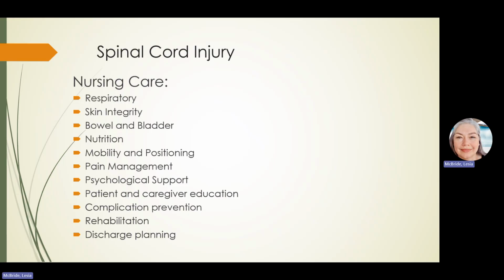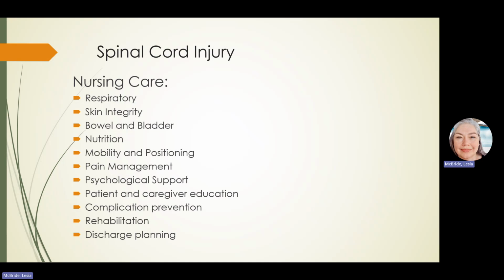Skin integrity is very important. Make sure that we're relieving their pressure, appropriately positioning them, and turning them on their turning schedule, but making sure that their body stays in proper body alignment. Again, monitoring for bowel and bladder management, making sure that we're teaching self-catheterization when those patients have that issue.